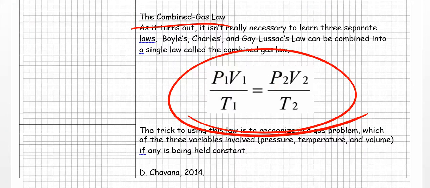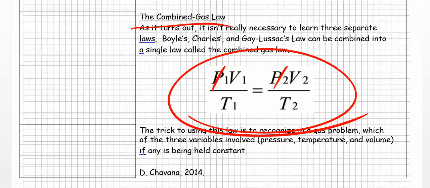And likewise, if somebody says, okay, pressure remains constant, what's the relationship between volume and temperature? If pressure remains constant, we'll cross those two out. We have V1 over T1 is equal to V2 over T2, just like that. And likewise, if temperature remains constant, cross that out, and you've got P1 V1 is equal to P2 V2, okay?